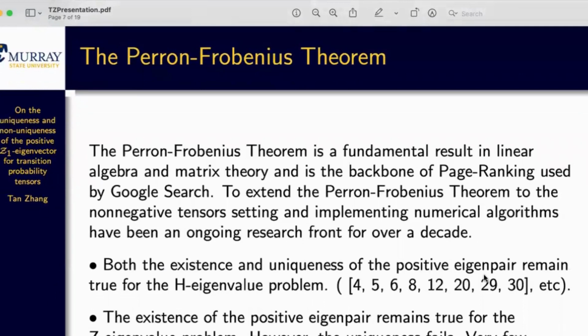The Perron-Frobenius theorem is a fundamental result in linear algebra and matrix theory, and it is the backbone of PageRank used by Google search. So the desire to extend the Perron-Frobenius theorem from the matrix setting to a non-negative tensor setting is highly motivated and has been an ongoing research front for over a decade.